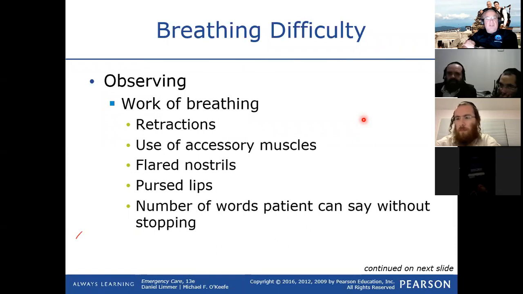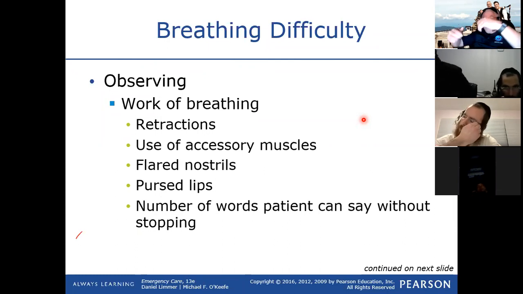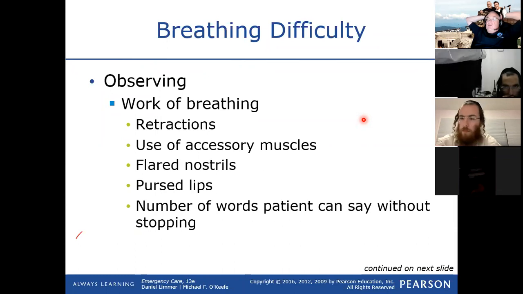So again, retractions is the in-tugging between the ribs. Accessory muscles are any muscle that you see being used to breathe, with the exception of your diaphragm and intercostals, because your diaphragm and intercostals are the normal muscles of breathing. Accessory means in addition to. So an accessory muscle in somebody having trouble breathing would be like you see their shoulders and their neck, all these different muscles moving when they're trying to breathe.